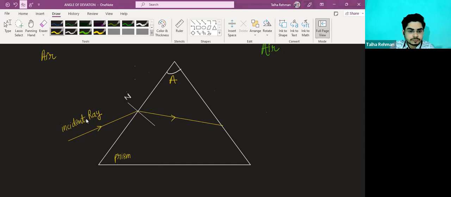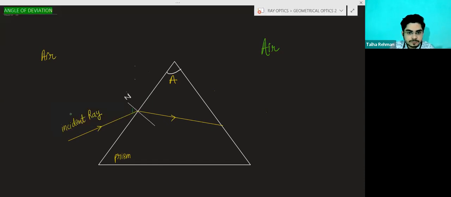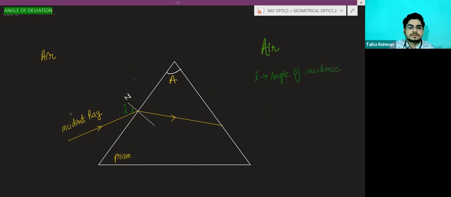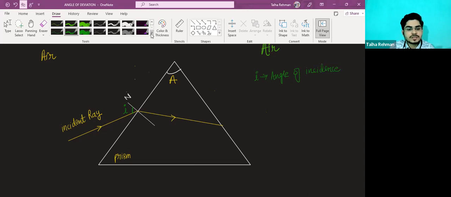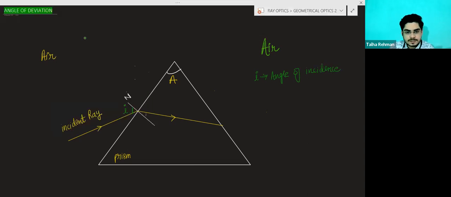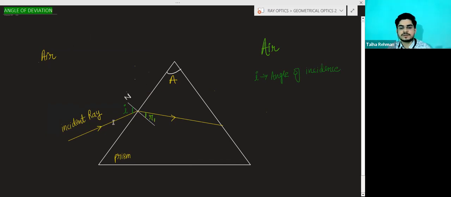Okay. No problem. Suppose this angle is the angle of incidence. So I is the angle of incidence. And this angle, suppose R1, is the angle of refraction with respect to this surface. Now here you can see, after refracting from this surface, the light ray is going in this direction.